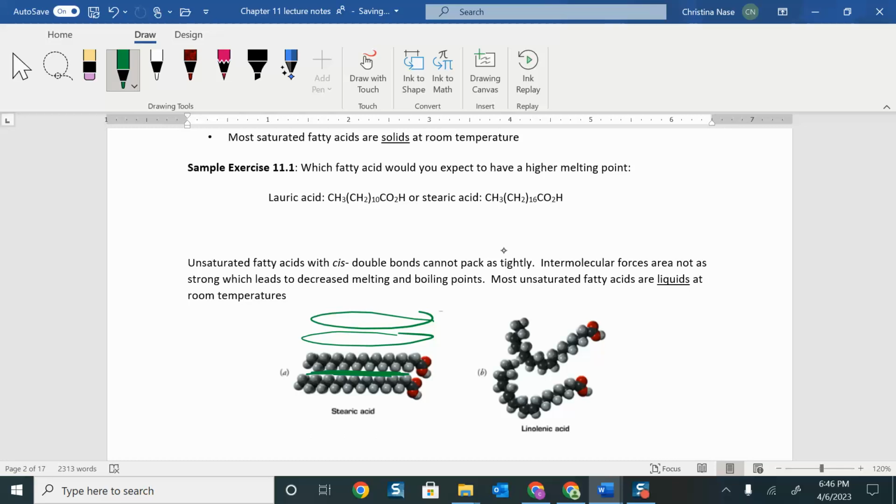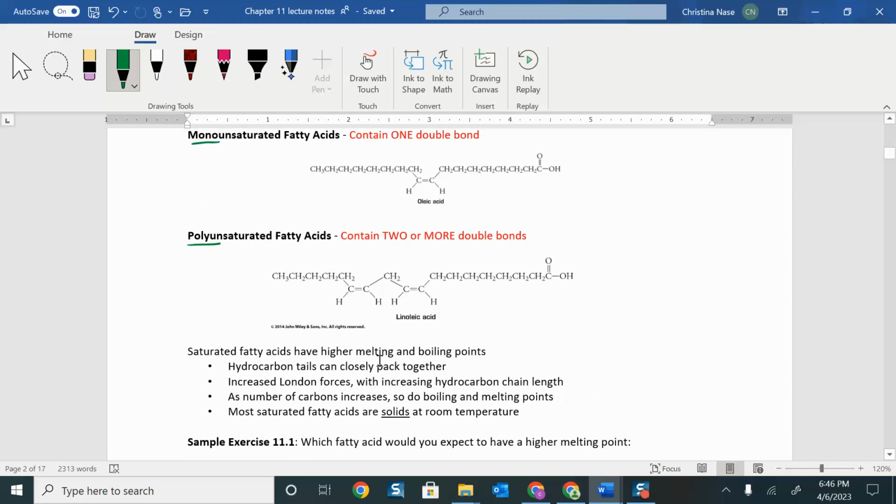So these are going to end up having higher boiling points, higher melting points, because they have stronger intermolecular forces. In particular, we have London dispersion forces here. Those are the forces that hold those molecules together, intermolecular forces. And that's going to give them higher boiling points and melting points, all those sorts of things. So saturated fatty acids have higher melting and boiling points.